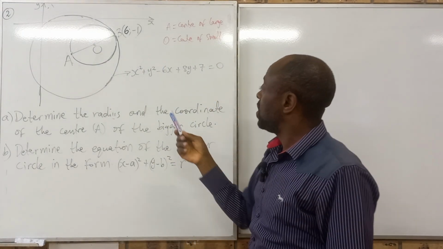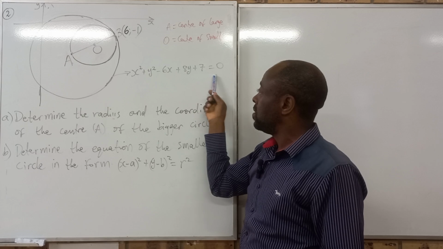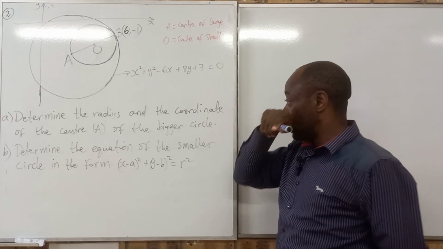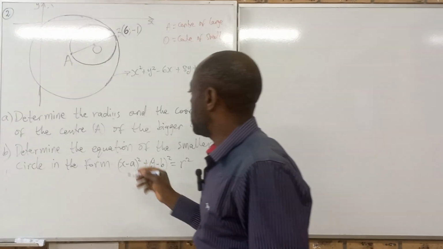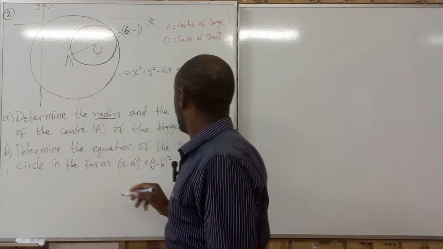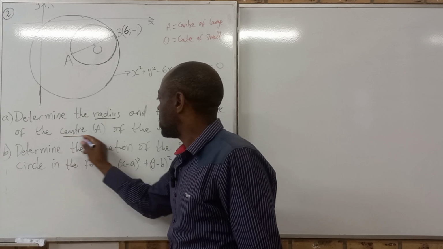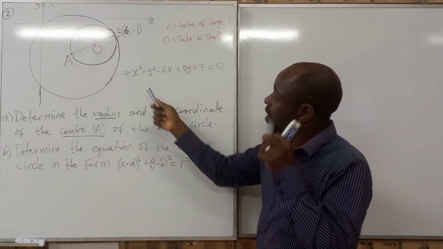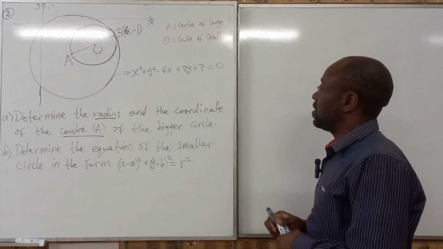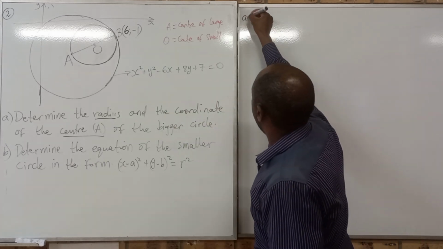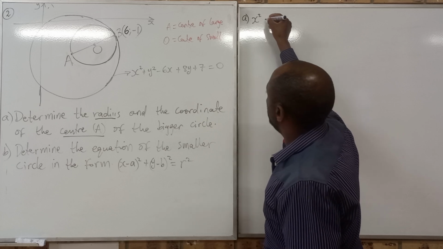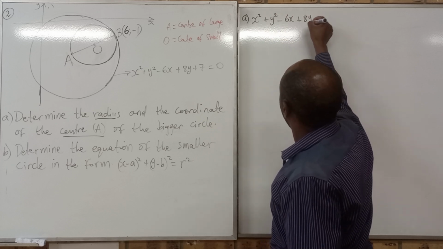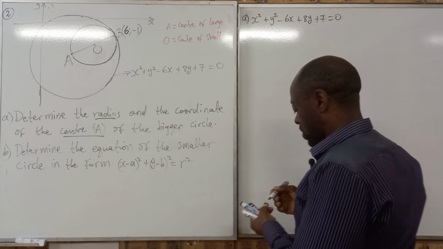And they've gone on to give us the equation of the larger circle as x squared plus y squared minus 6x plus 8y plus 7 equal to 0. So the first part says we need the radius as well as the coordinate of the center of the larger circle. You can only get that from the equation of the larger circle. So let's move on. The equation of the larger circle is x squared plus y squared minus 6x plus 8y plus 7 equal to 0.